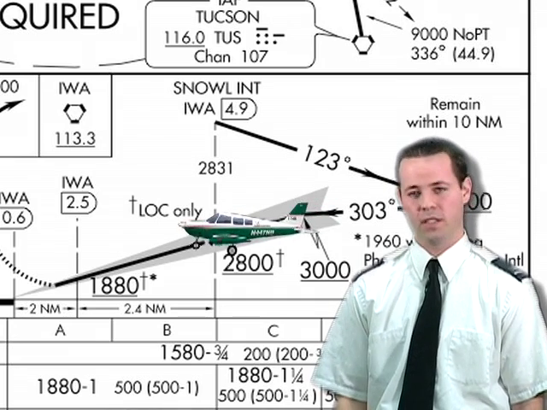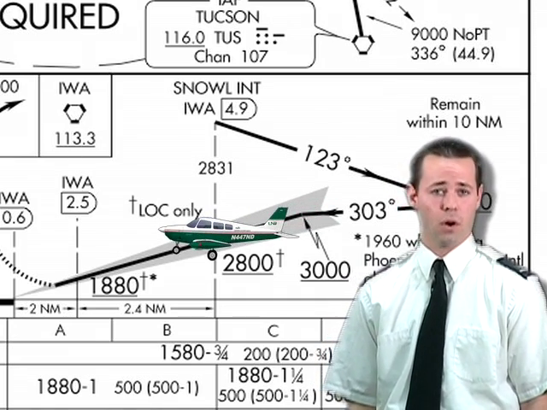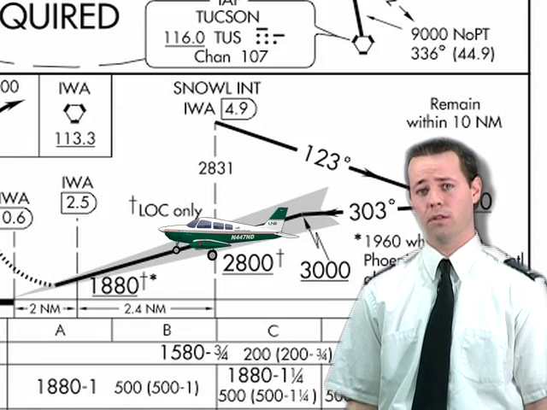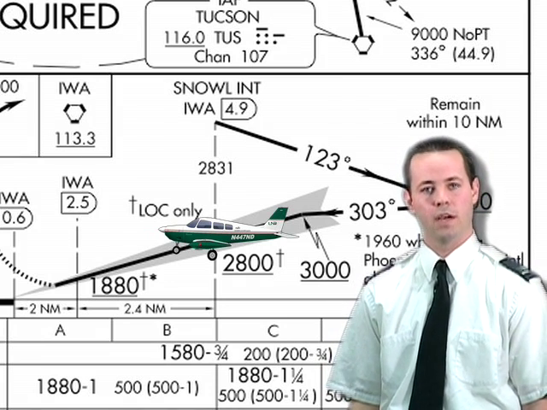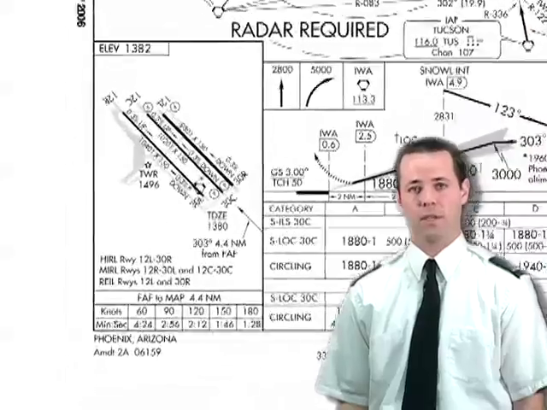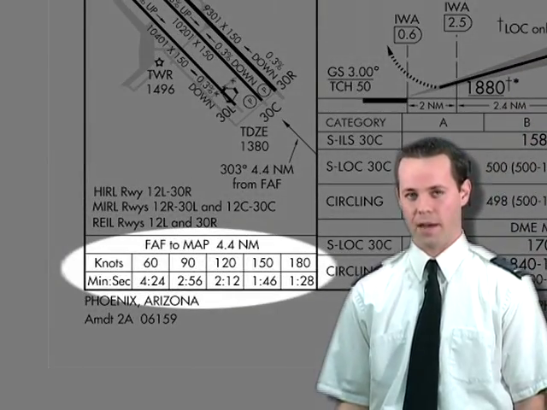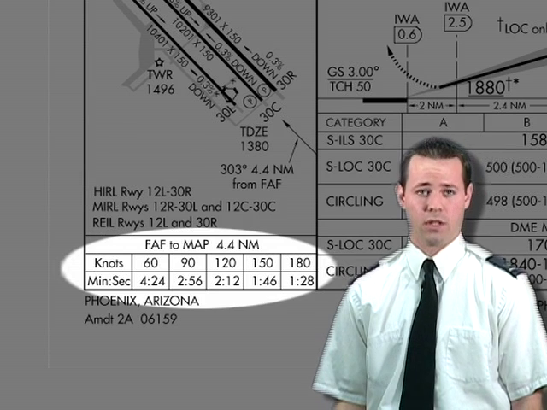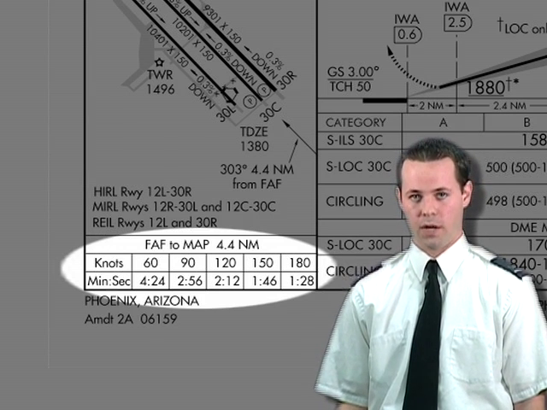The final approach fix is identified on the approach with the arrival at Snow intersection, which is at approximate altitude with the glide slope at 2,831 feet. Upon arrival at the final approach fix, the pilot should begin timing the approach in case the glide slope fails. Timing is the only way to identify the missed approach point if we lose DME and glide slope. This will allow the pilot to continue on the approach using only the localizer.